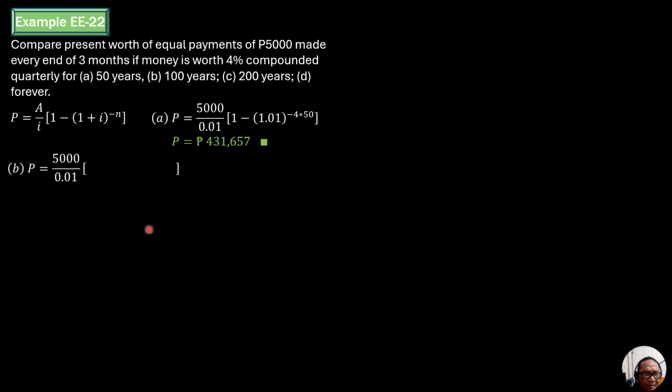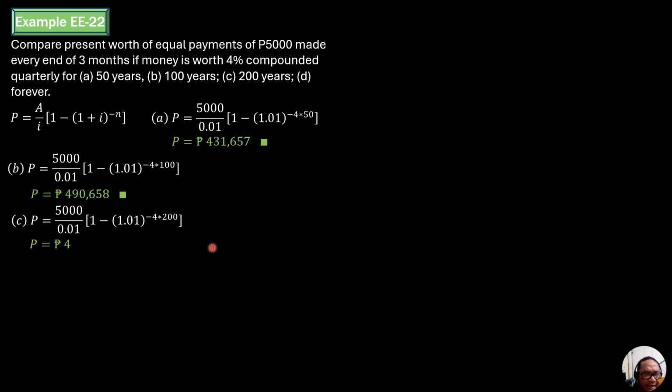For part B, for 100 years, 5,000 over 0.01, 1 minus 1.01 to the negative 4 times 100. And that is equal to 490,658. So C, 200 years, 5,000 over 0.01, 1 minus 1.01 to the negative 4 times 200, and it is equal to 499,825. You see the difference is small.